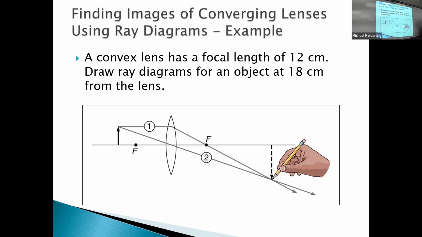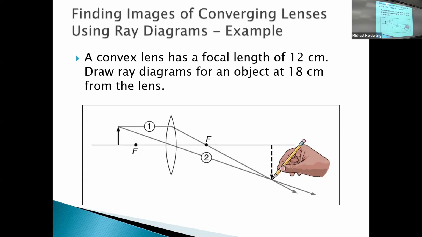If you have a convex lens with a focal length of 12 centimeters, you can draw ray diagrams for an object 18 centimeters from the lens. You draw a parallel ray into the lens, which then goes through the focal point, and then you draw a line through the center of the lens, and that'll meet. That's how you can draw ray diagrams.